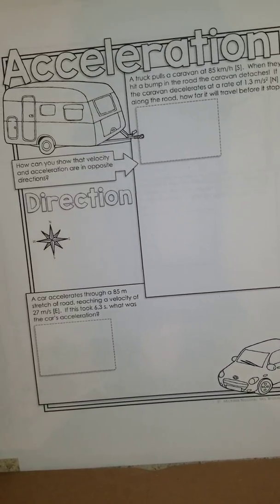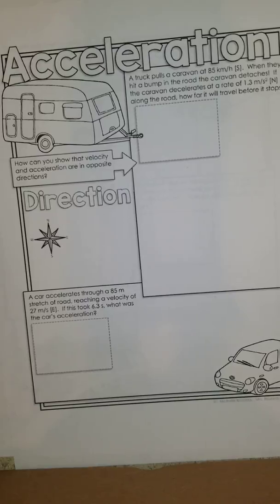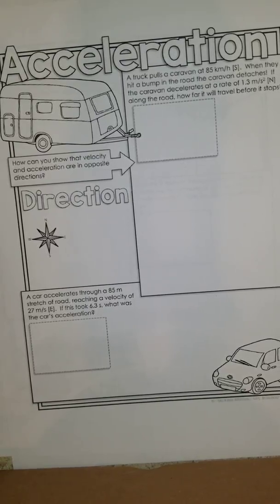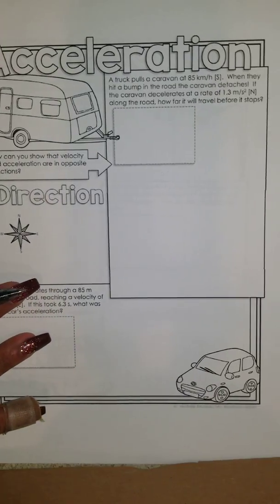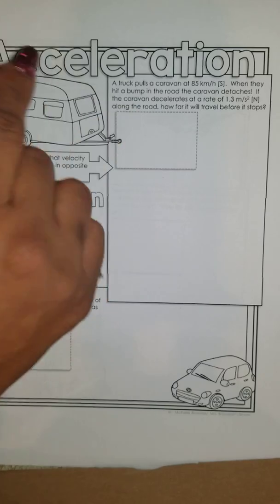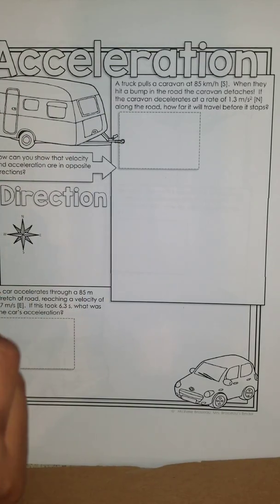Okay, so let's go ahead and finish the notes here. We've got 2 more pages to complete. Let's start off with this problem. It says here that a truck pulls a caravan at 85 kilometers per hour south.